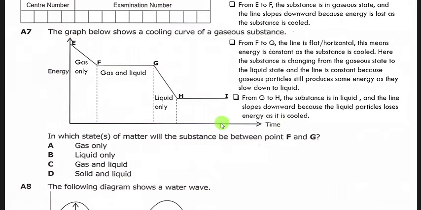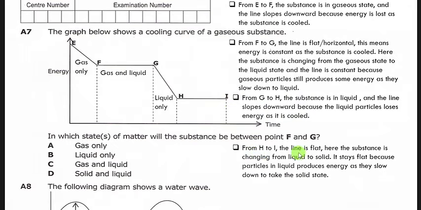All right, so now we can also draw another one here. From H to I the line is flat. Here the substance is changing from liquid to solid. It stays flat because particles in liquid produce energy as they slow down to take the solid state. So here we have the liquid and the solid state.